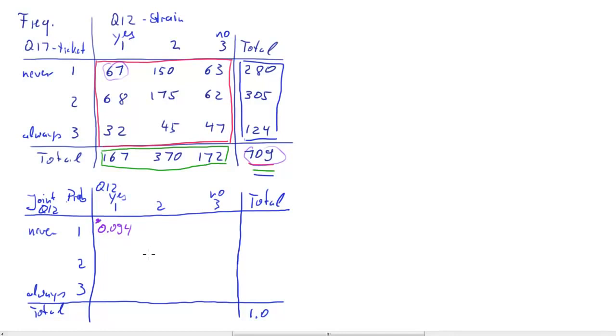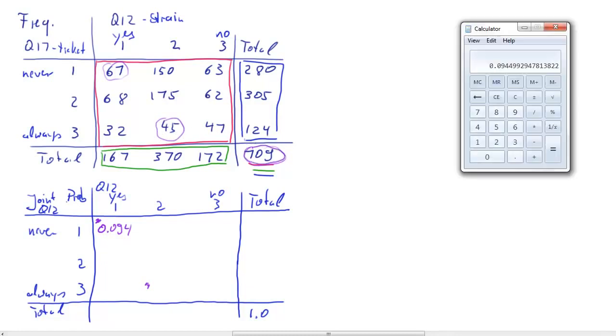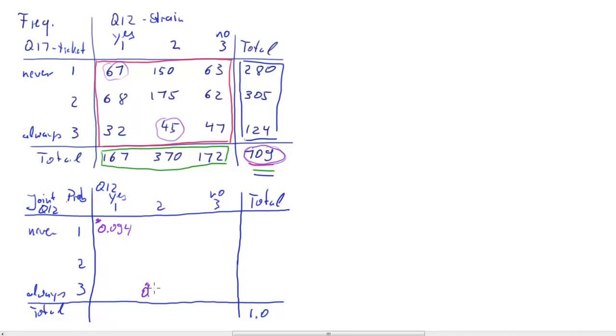Now let's calculate another value. Let's calculate this one. Question 12, the answer 2, and question 17, the answer 3. So that's 45 out of 709. So we'll just calculate that. 45 out of 709. And we get 0.063. Here we go.